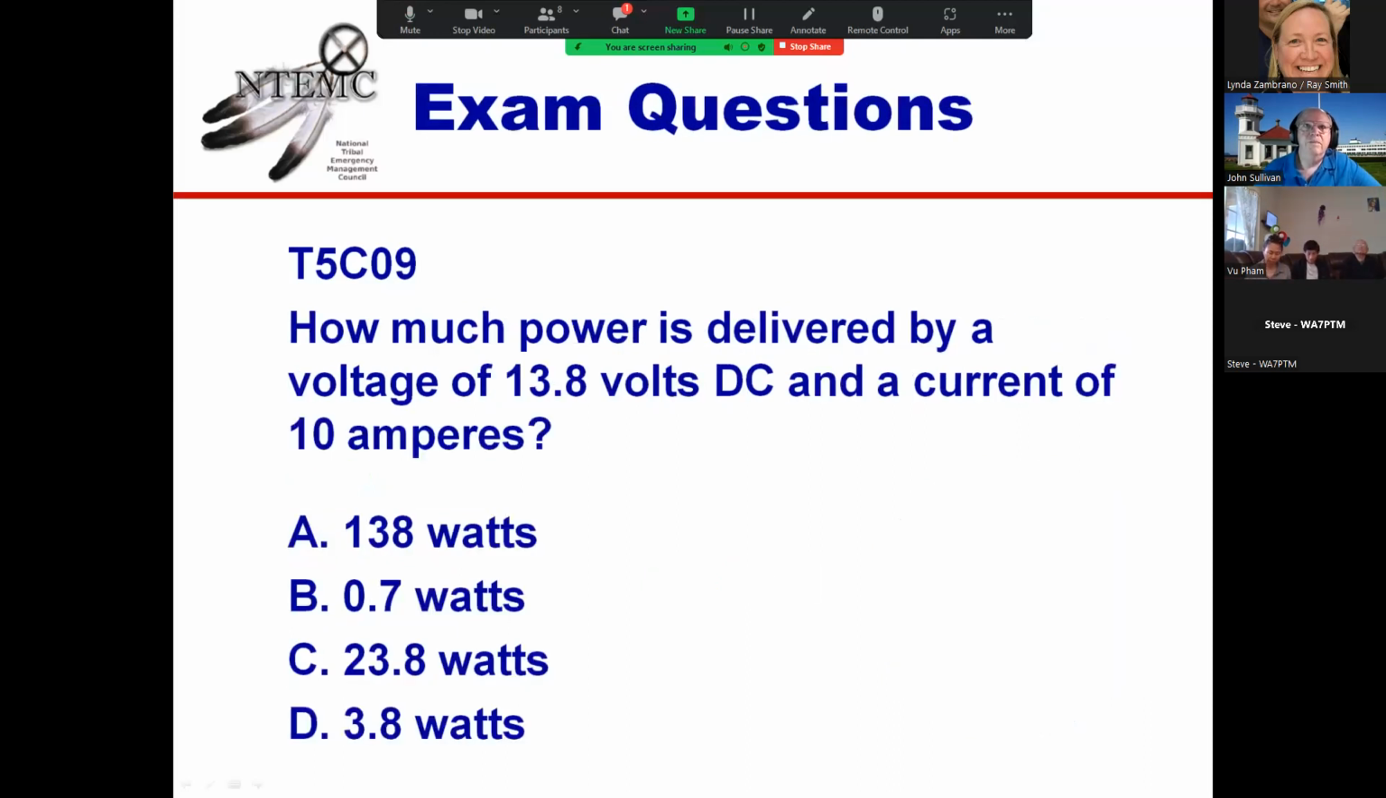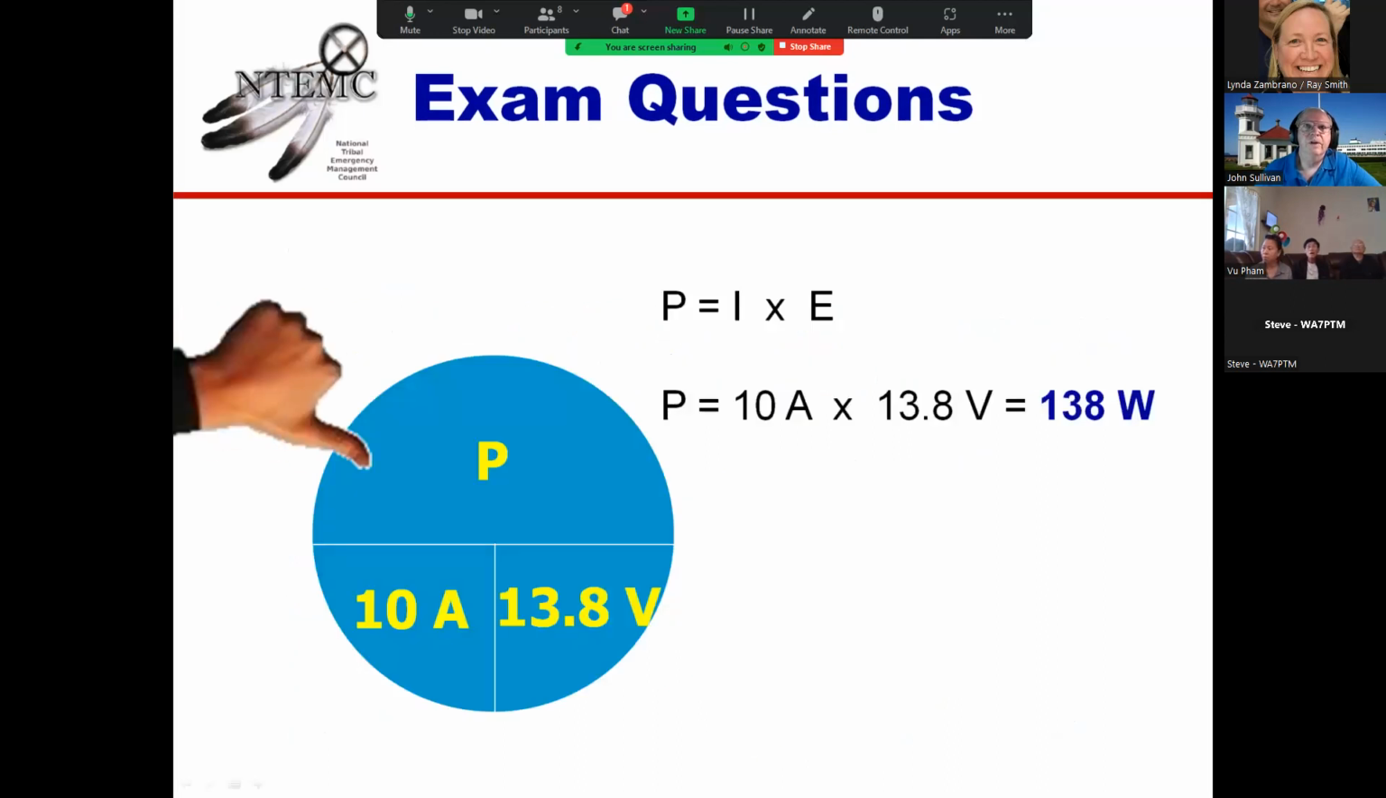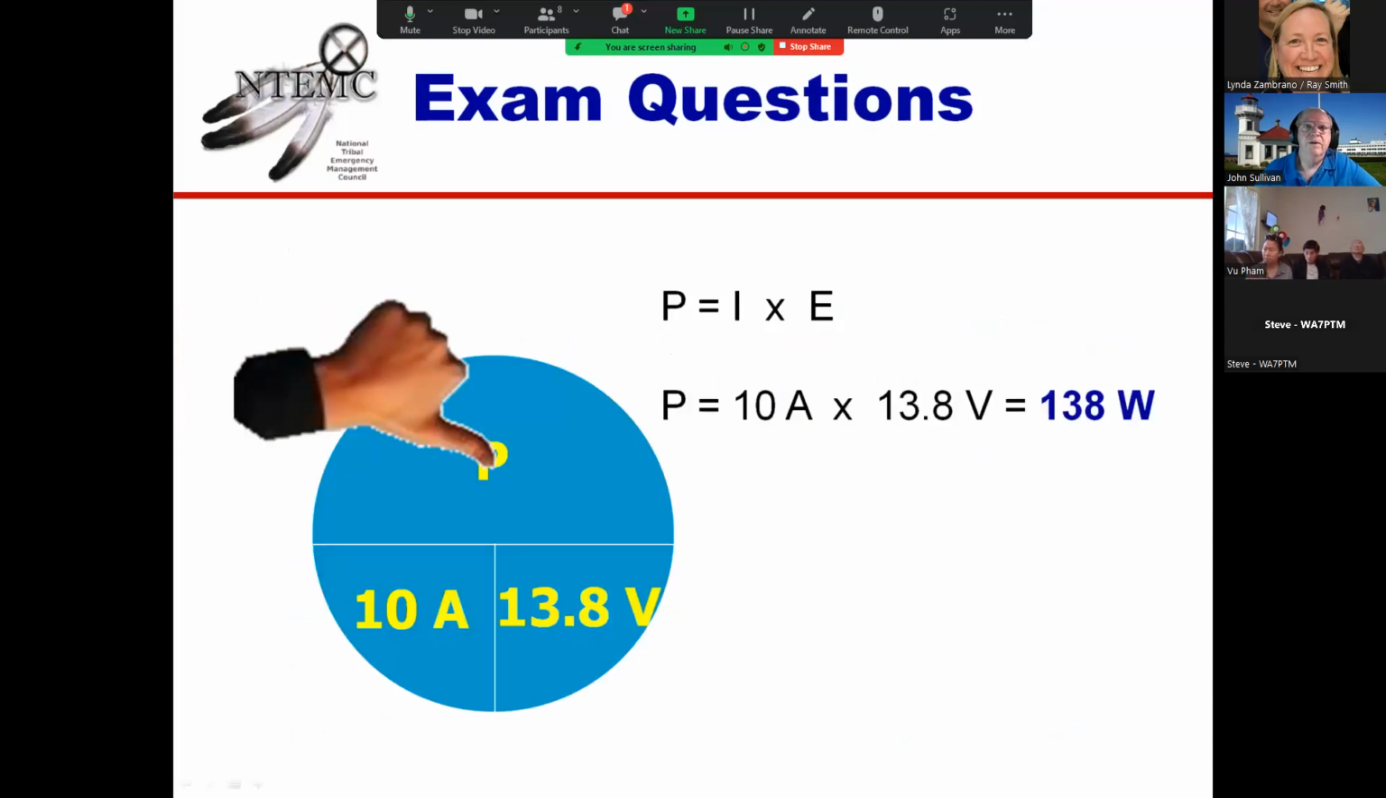How much power is delivered by a voltage of 13.8 volts DC and a current of 10 amps? We're going to use that pie circle. What are we looking for? We're looking for power on the top of that circle. So we're going to cover up the P. We know that the current is 10 amps, the voltage is 13.8. They multiply together to give you 138 watts.